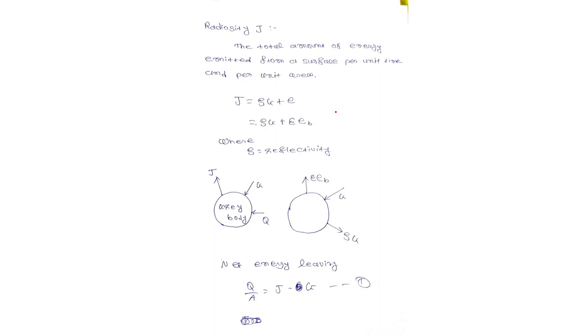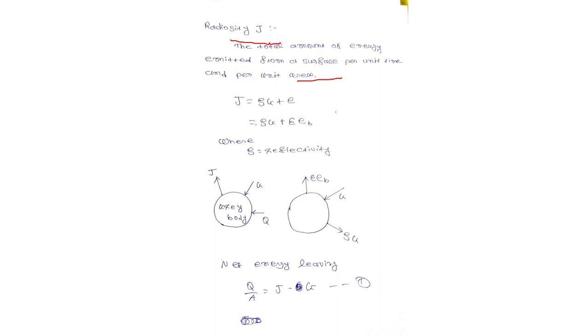Now next definition is radiosity, J. So what is radiosity, J? It is the total amount of energy emitted from a surface per unit time, per unit area. It is radiosity J. And radiosity J includes reflection and emitted energy both.